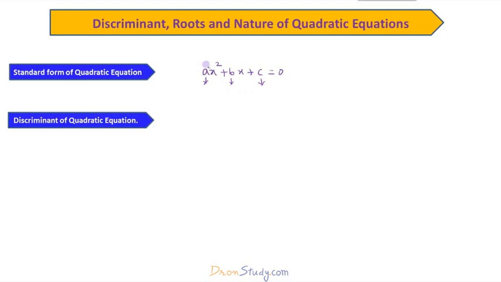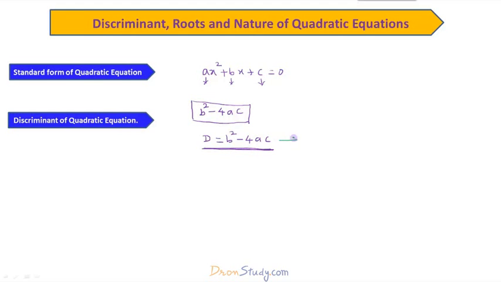And the expression in terms of a, b and c, that is called as the discriminant of the quadratic equation, and it is given by b square minus 4ac, and therefore b square minus 4ac, this expression is called as discriminant, and therefore this is denoted by d, and we say d is equal to b square minus 4ac. So the discriminant is equal to b square minus 4ac.